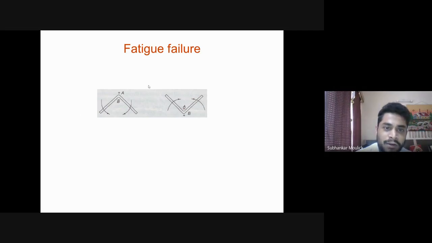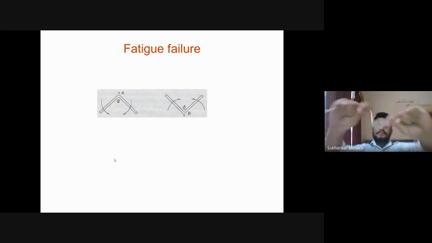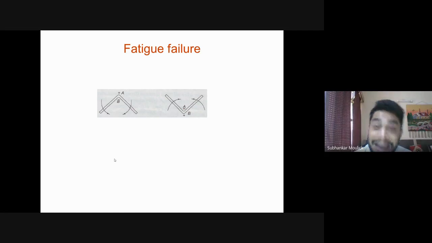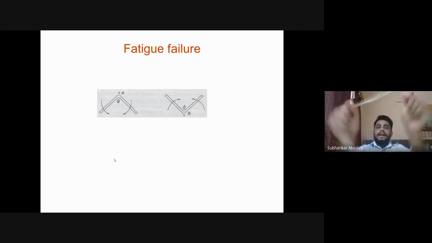Can this wire be broken from this particular point? Yes or no? Can it be broken if I do like this, by varying the magnitude of the load? Sometimes the load is very high, sometimes the load is very low, sometimes the load is very moderate. Load is not static like this. I am bending.